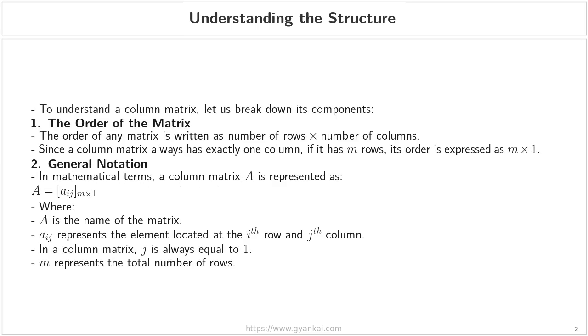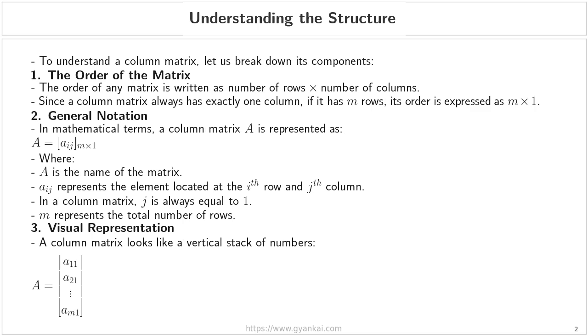Next, let's look at the general mathematical notation. A column matrix, which we will call A, is represented as a bracket containing a sub ij with a subscript of m by 1. To clarify these terms, A is simply the name of the matrix. The symbol a sub ij represents the specific element located at the ith row and the jth column. A crucial point to remember here is that in a column matrix, the column index, j, is always equal to 1. The letter m represents the total number of rows present in the matrix.